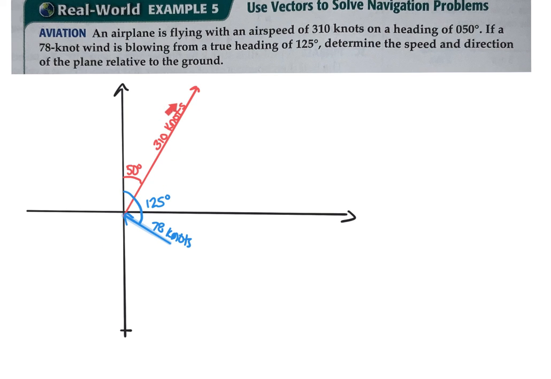If the airplane's going this direction, then it's blowing here. It's actually blowing the plane this way, correct? Does everybody see that it's going to blow it that way? It's going to take the plane and blow it in this direction.